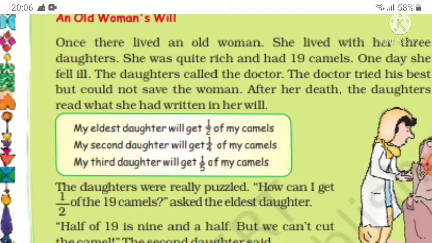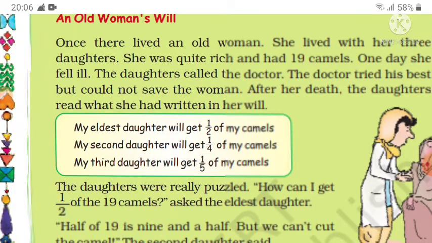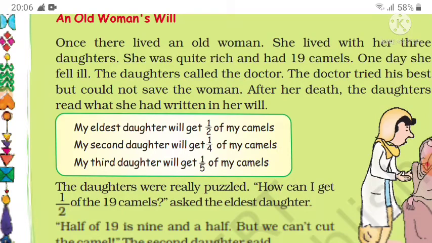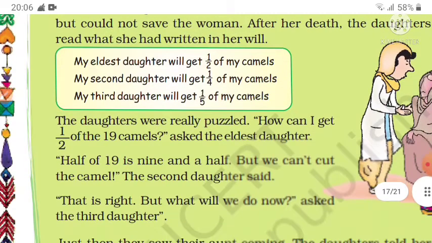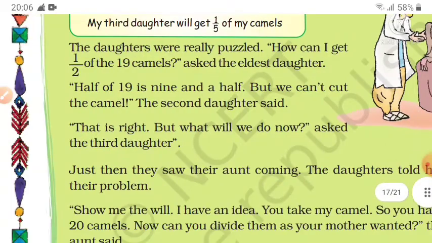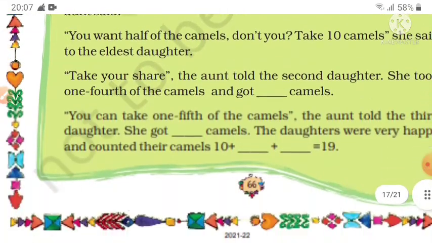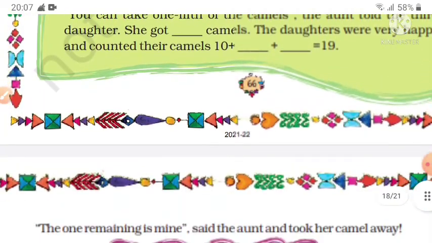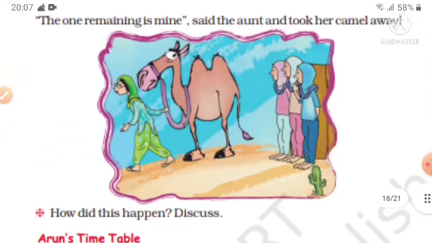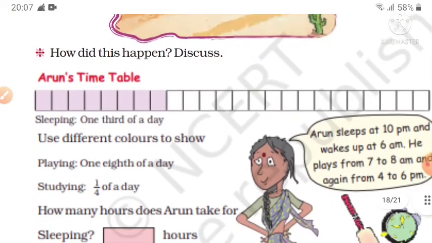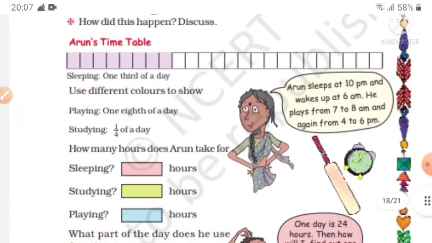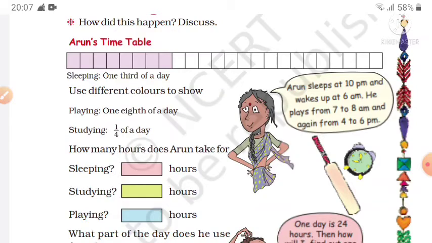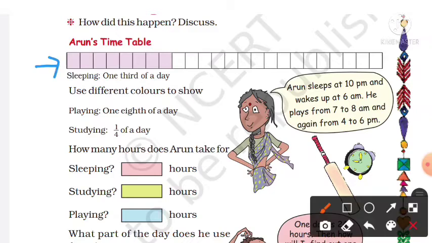Okay, now it is an old woman's wheel here. Very interestingly, read this story, so you will have some idea about the whole and fractions. Now we'll check this timetable. It is Arun's timetable.